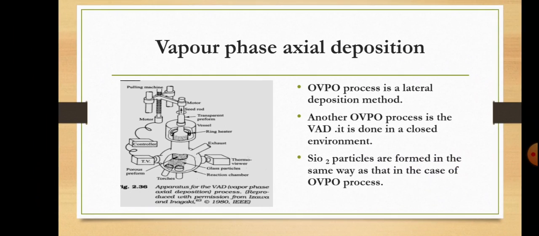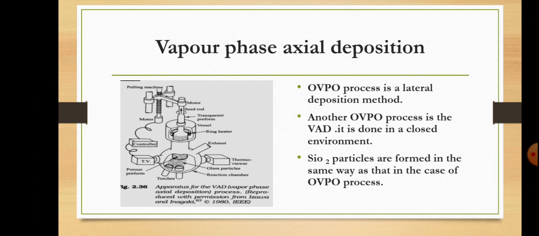First of all, vapor phase axial deposition is also called VPD, vapor phase deposition, and it is similar to the OVPO process. The OVPO process takes place in a lateral manner, that means glass particles are deposited in a lateral fashion over the glass tube.